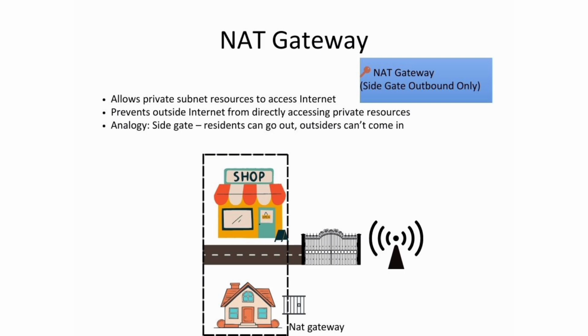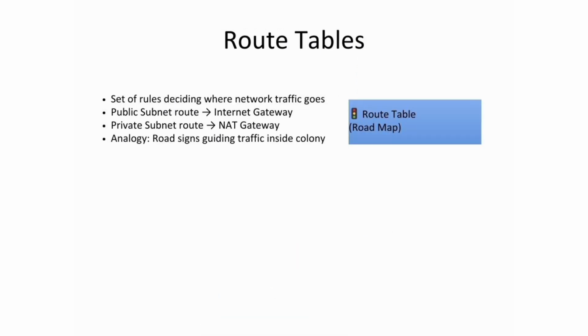So next, what are route tables? Route tables are the maps that define traffic flow inside the VPC. Think of road signboards in a colony telling vehicles where to go. Okay, so a public subnet routes to the internet gateway, while a private subnet routes to the NAT gateway. Okay, and then we go for security groups and NACLs.